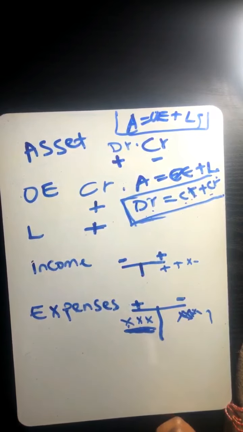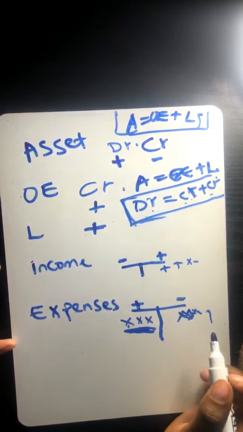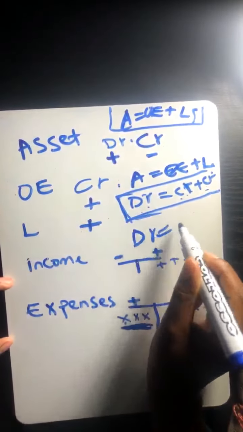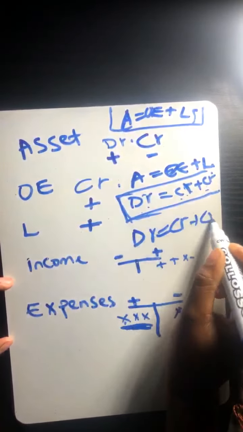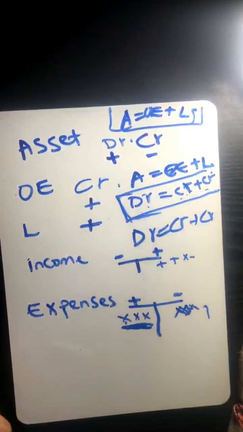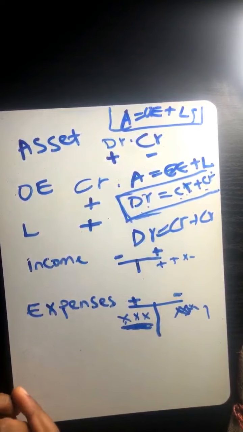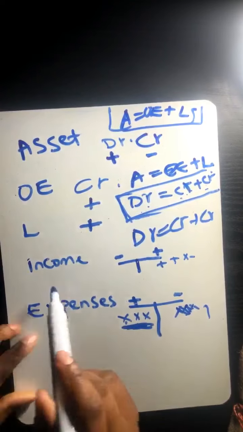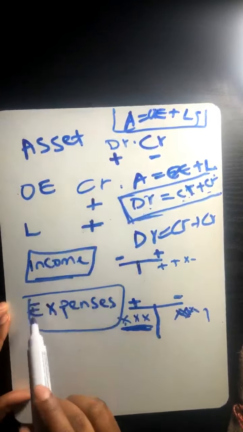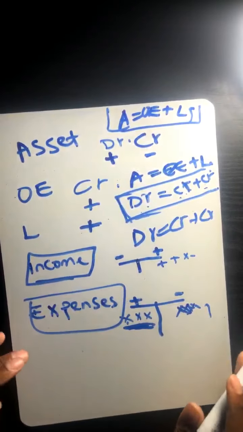So I hope you guys can memorize this. Please, you must dream about this: DR equals CR plus CR. Also, you should know this income and expenses for the income statement, okay? So tomorrow we're going to look at accounts involving incomes and accounts involving expenses before we do the income statement.